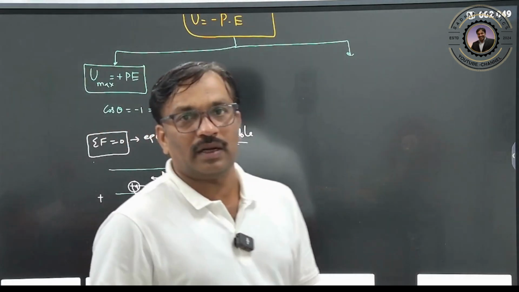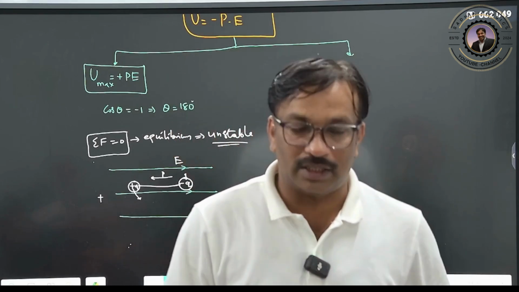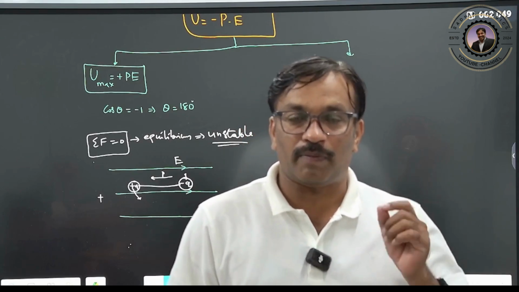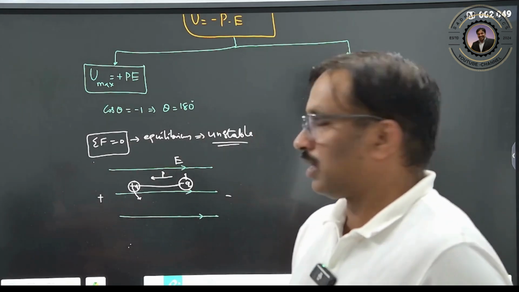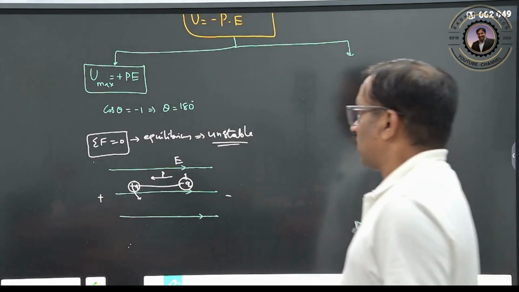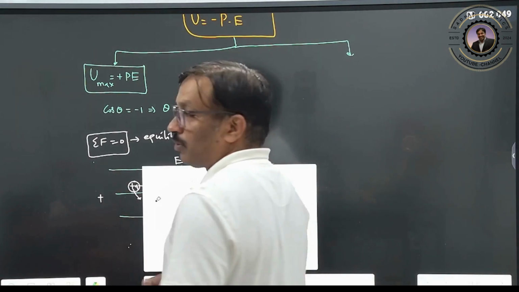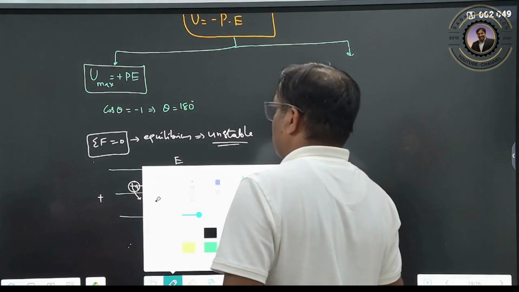Remember one point about unstable or stable equilibrium: where potential energy is maximum, that is said to be unstable equilibrium. Where potential energy is minimum, that is said to be stable equilibrium. Remember this point always. Where potential energy is maximum, that is unstable. Where potential energy is minimum, that is stable.